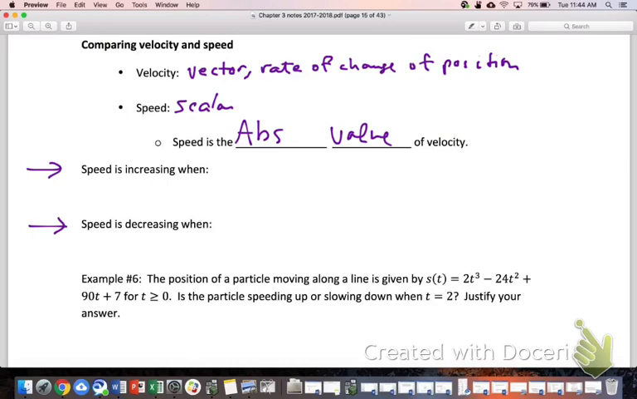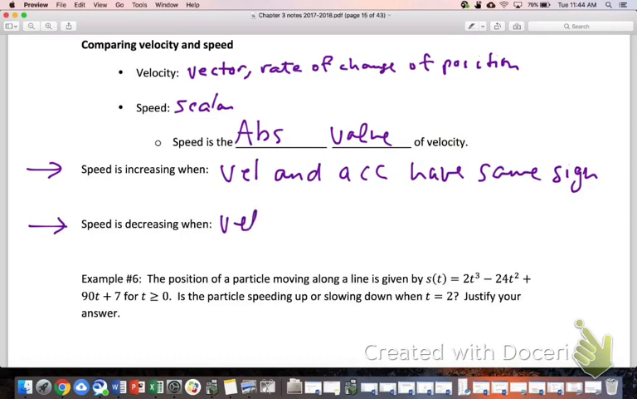Here we go. So speed is increasing when velocity and acceleration have the same sign. Speed increases when velocity and acceleration have the same sign. Speed is decreasing when velocity and acceleration have opposite signs or different signs. So you can just take that away from it. That's the big takeaway from this. I hope the demo helps you remember it, but that's the takeaway.